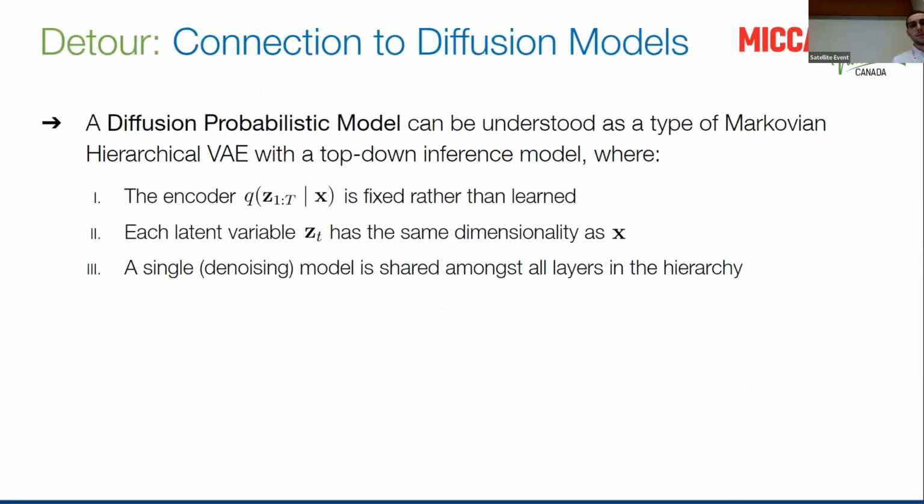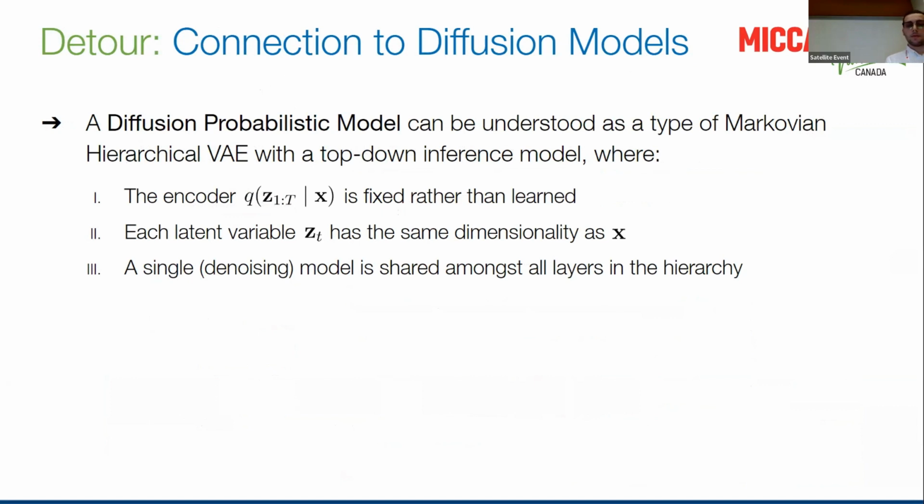Okay, so I'm going to take a quick detour to discuss the connection to the diffusion model, since many of you will have been exposed to diffusion a lot recently. You can think of diffusion probabilistic models as a type of these Markovian hierarchical VAEs we've talked about, which use a top-down inference model as well. But the main differences are these three.